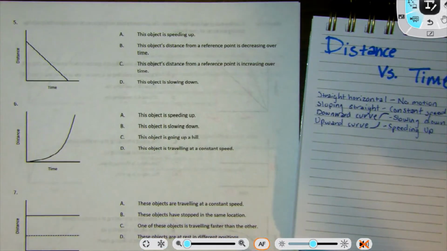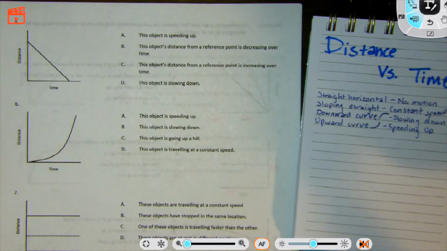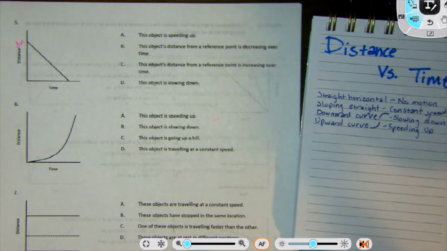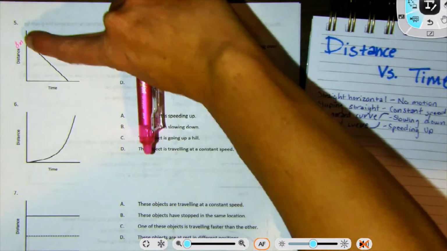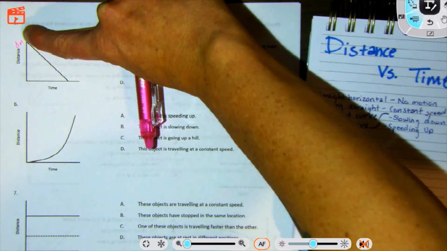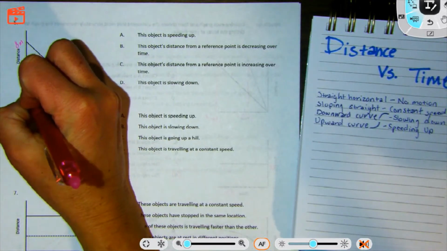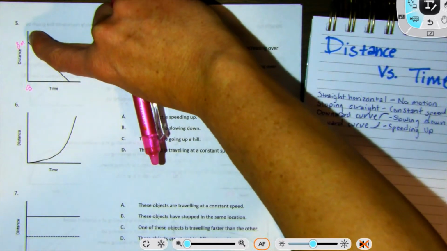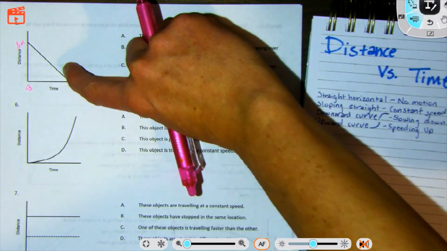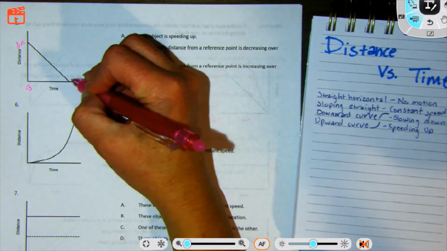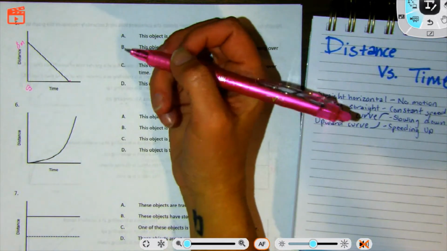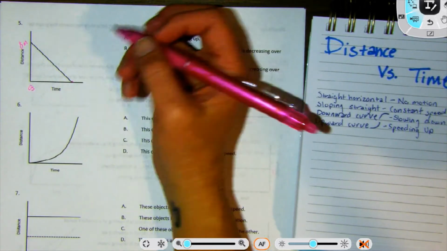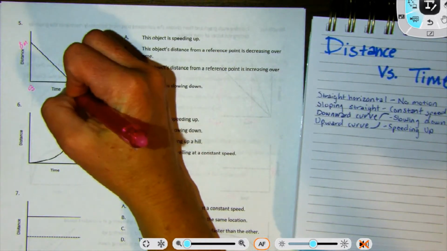So we can see that our object, whatever it was, say it started at 8 meters. Okay, and it started up here at 8 meters. Well, it started at 0 seconds. But as the seconds went by, the meters went down. So by the time it gets over here, it's at 0 meters and maybe, let's say, 8 seconds, right?